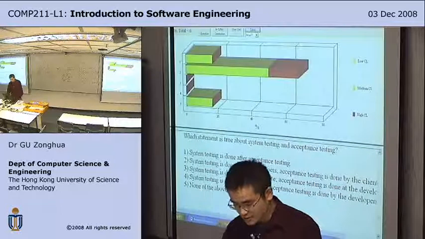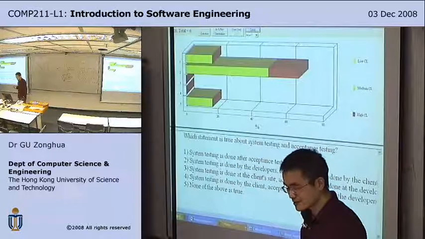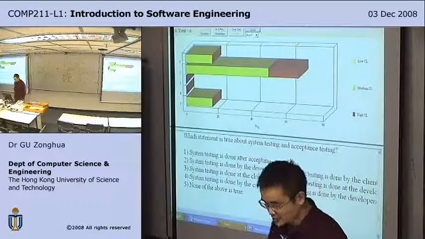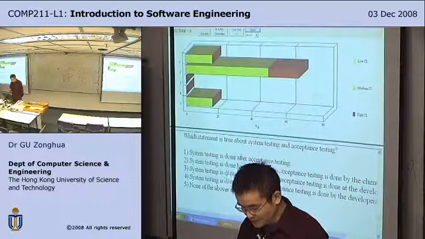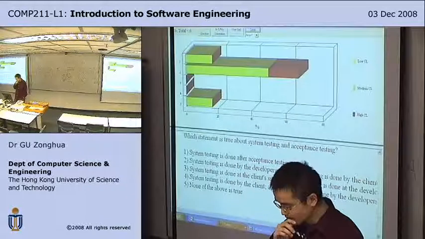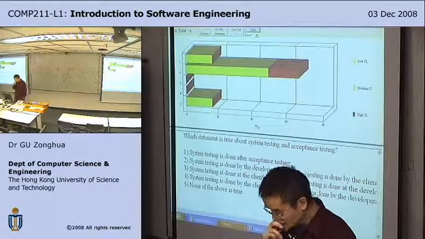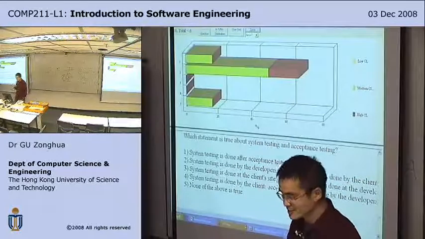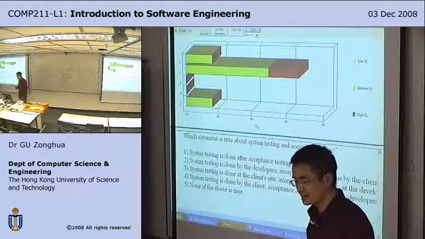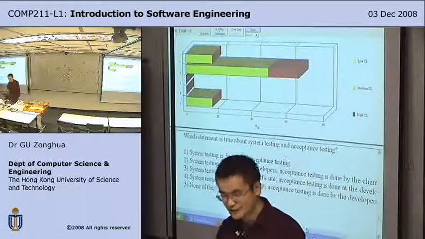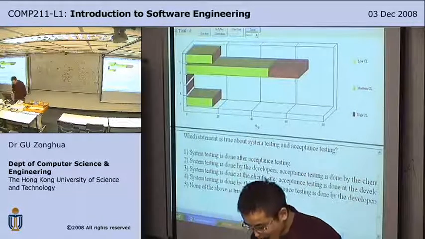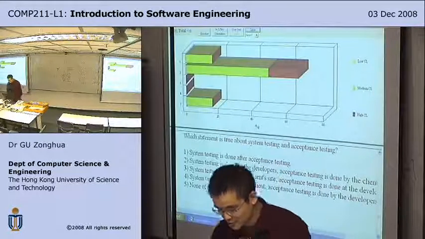Two is correct. System testing is done by the developers. Acceptance testing is done by the client. So system testing should be done before the acceptance testing. Acceptance testing happens at the very end. After it's done, the whole contract is finished. So 5, none of the above, is not correct.